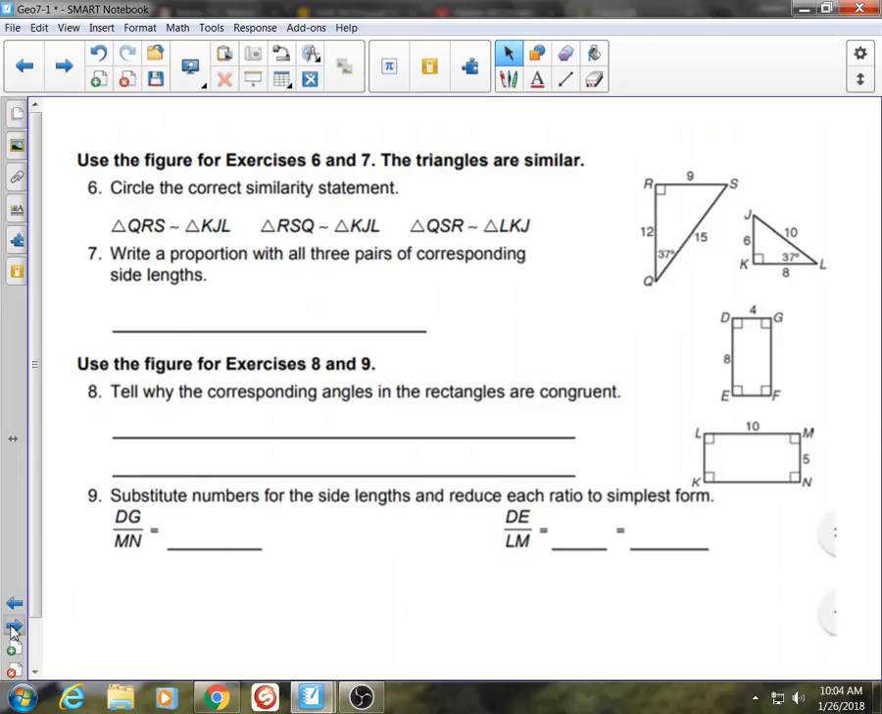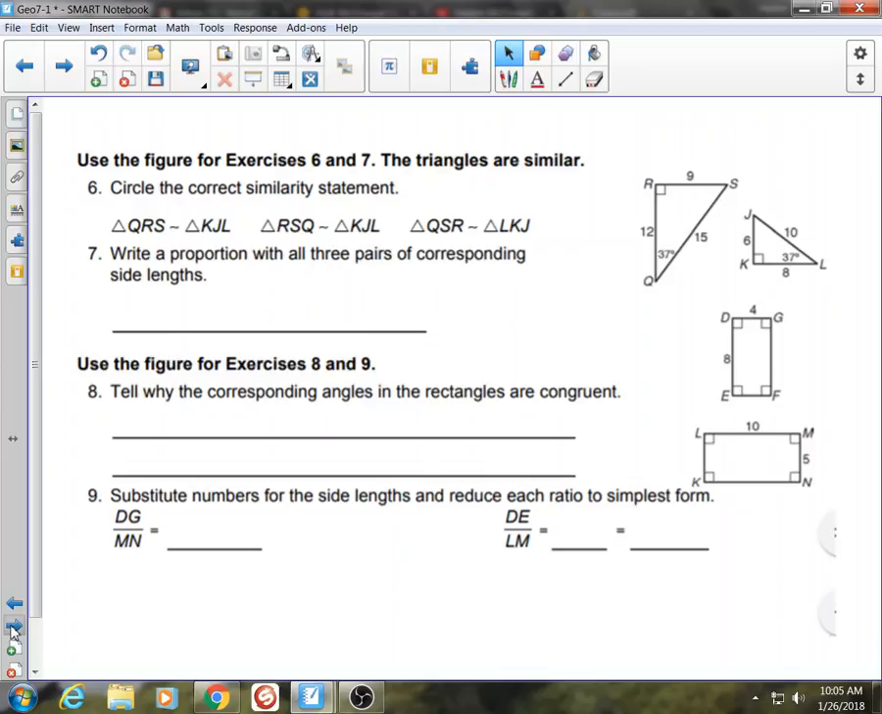Next one, number 6 through 9. The first thing I'm going to do is circle the correct similarity statement. Notice the little squiggly in between those two triangle statements. That squiggly says similar, right? So remember when we had congruent, we had an equal sign with a squiggly above it. When we're talking about similarity, we can say two triangles or two figures are similar by putting a squiggly in between them, okay? So that's what that squiggly in between means.